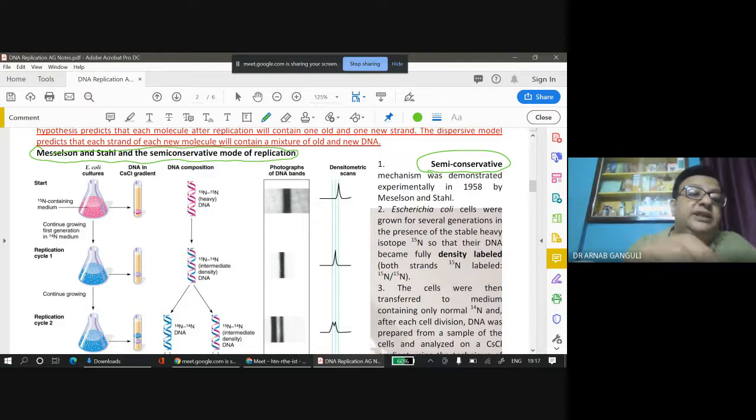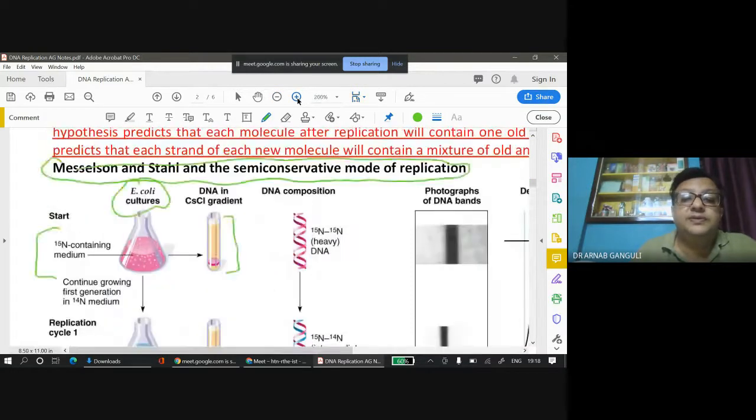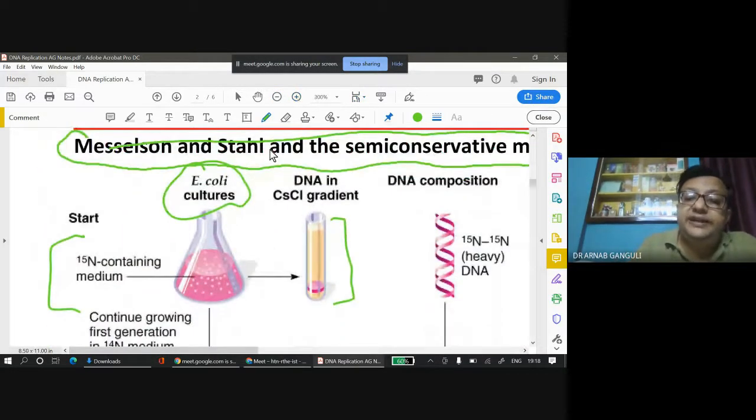So what they did was that they cultured E. coli in a media where the nitrogen was N15. All nitrogen which was in the media was N15. They grew it for several generations. Then they ran it in a cesium chloride gradient. So what is a cesium chloride gradient? Basically, you have this particular tube. In this tube, you have a gradient.